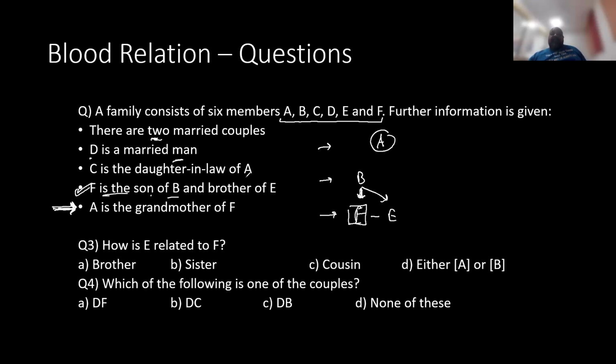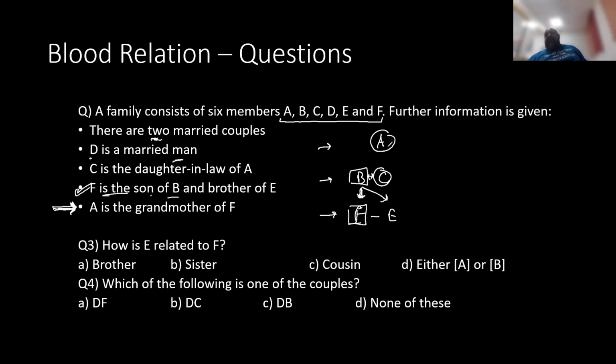Further information about A: C is the daughter-in-law of A. So A will have a son who will be married to C, and they will be in the second generation. And therefore, the only possibility is that I put C here, being the daughter-in-law, because a daughter-in-law has to be a married couple, will have to be married to B. C being a female, B becomes a male, and they become married. So one married couple is done.